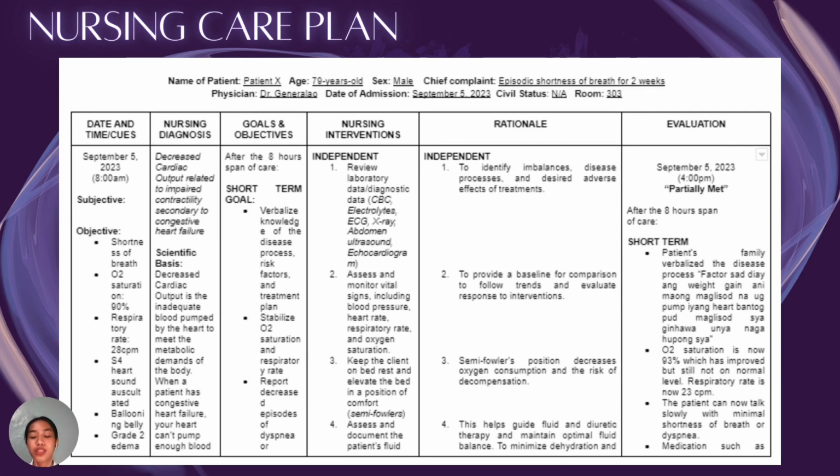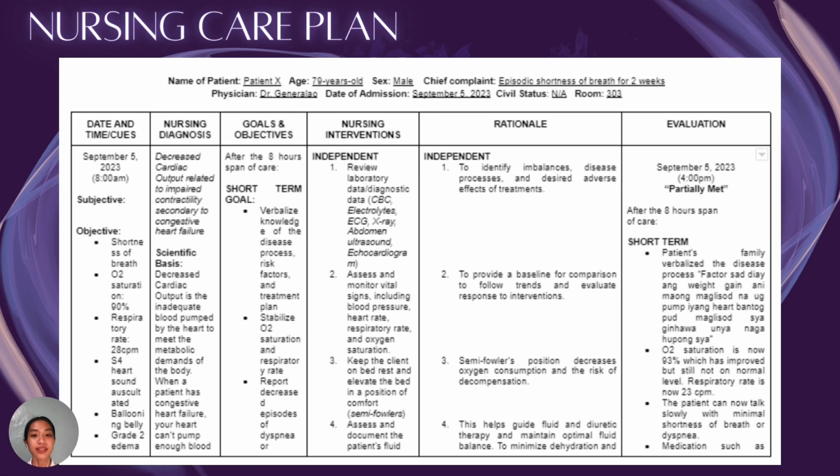So, for the independent nursing interventions, first things first, we have to review the laboratory data or the diagnostic data. This diagnostic and laboratory data includes the complete blood count or CBC, the serum electrolytes, the ECG or the electrocardiogram, the X ray, the abdomen ultrasound, and the echocardiogram of the heart. The rationale for this intervention is to identify imbalances of the electrolytes, the disease process, and the adverse effects of treatments.